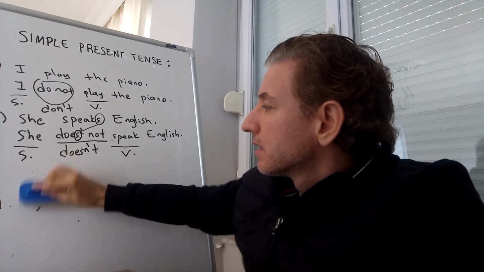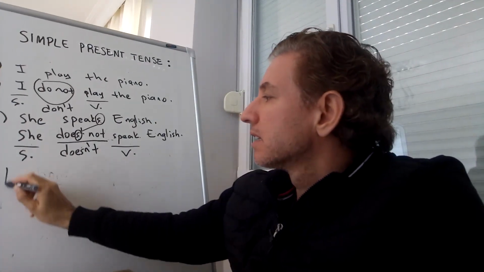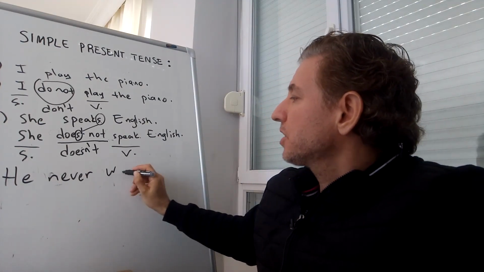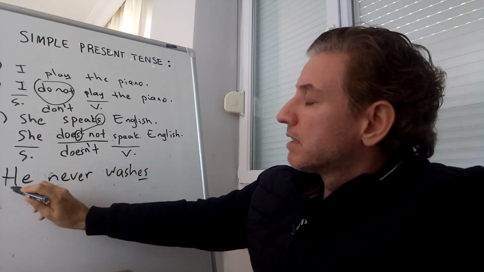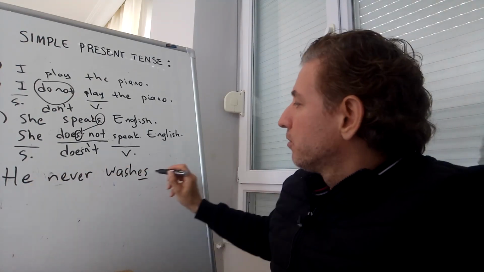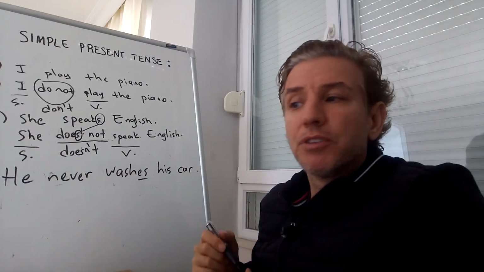He never washes it. We put es here because with subject he we use s with the verb. Okay? He never washes his car.